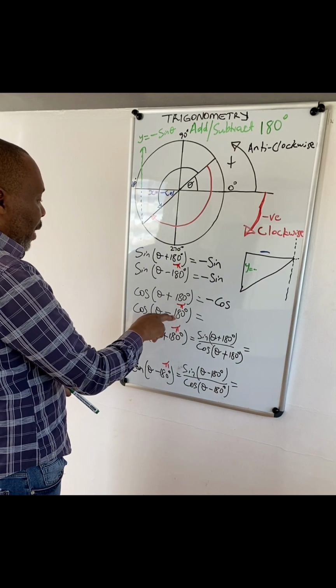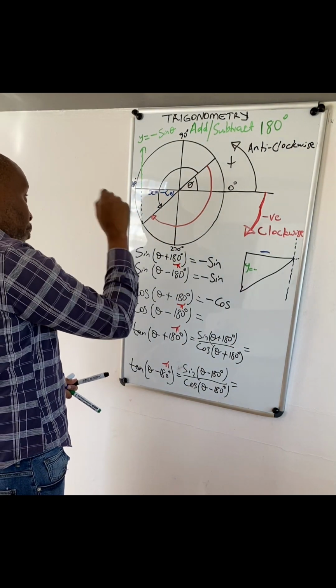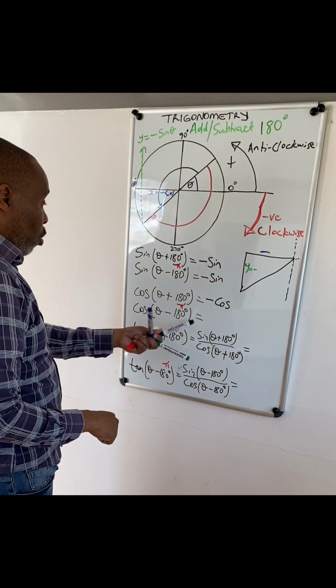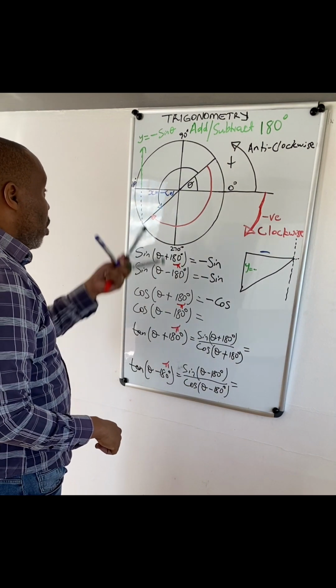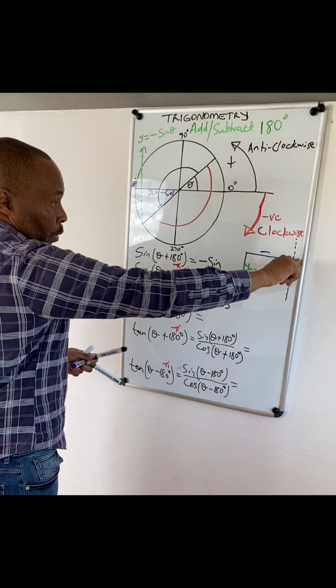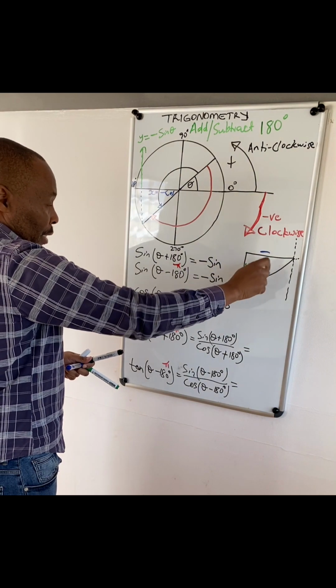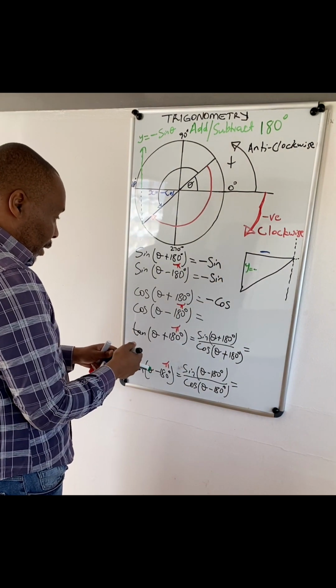And cos theta minus 180, we're coming from this side, we're minusing 180. It takes us back to the third quadrant where cos, because we're dealing with cos now, is also negative. In this third quadrant, cos is what? Is negative.